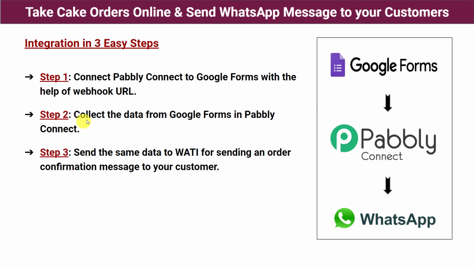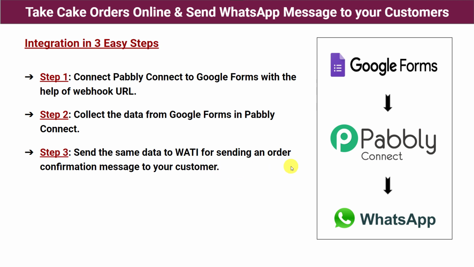Okay, at step 2, collect the data from Google Forms in Pabbly Connect. So at step 2, Pabbly Connect will capture the data from Google Forms. At step 3, send the same data to Vati for sending an order confirmation message to your customer.